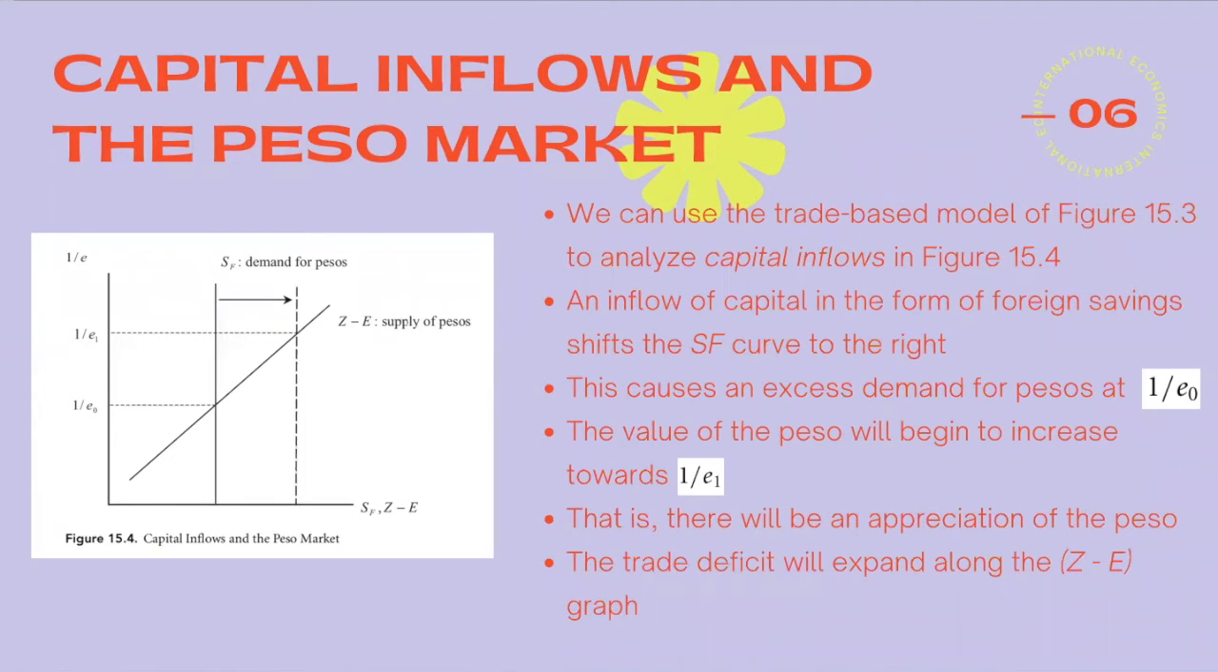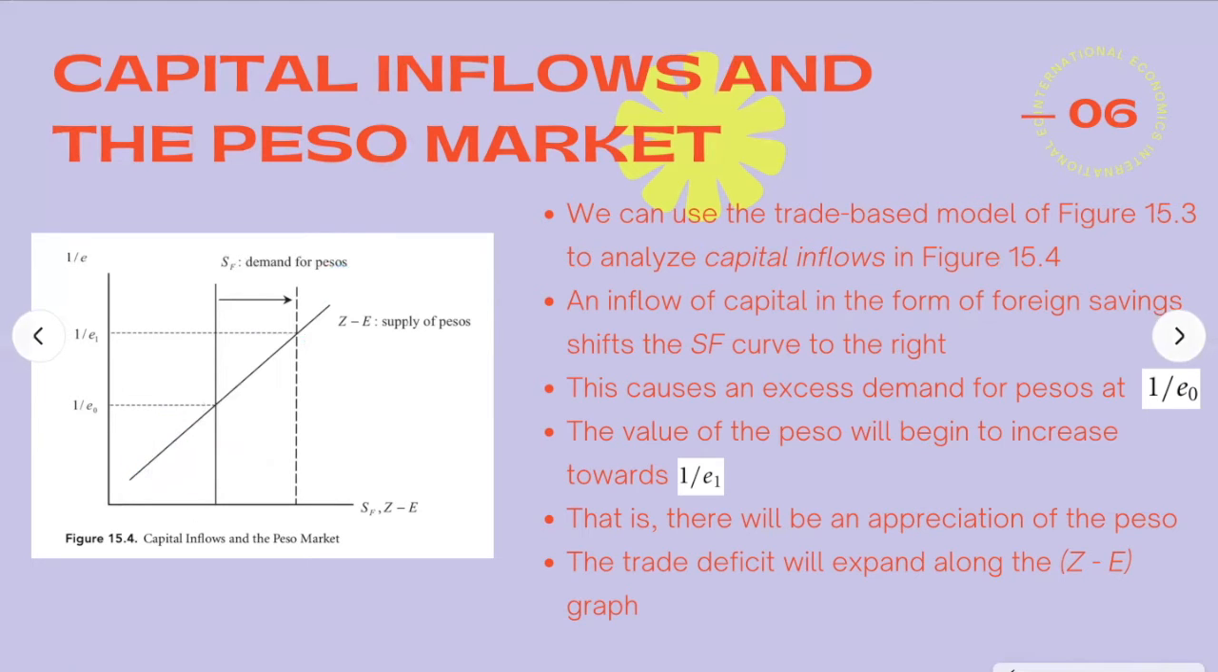As we can see in the graph, the inflow of capital in the form of foreign savings shifts the SF curve to the right. And then at the equilibrium value of the pesos, or the 1 per E0, the demand for pesos represented by the SF exceeds the supply of pesos, which is represented by the Z minus E line.